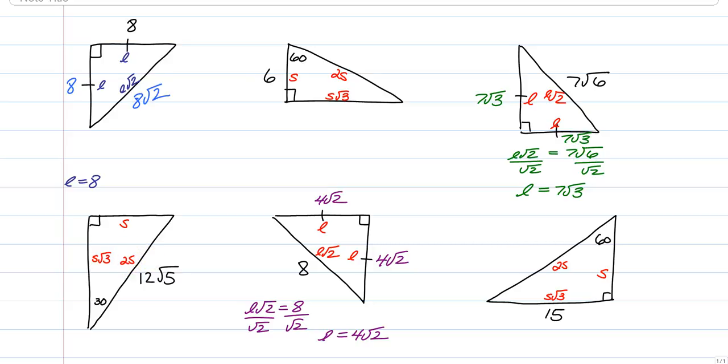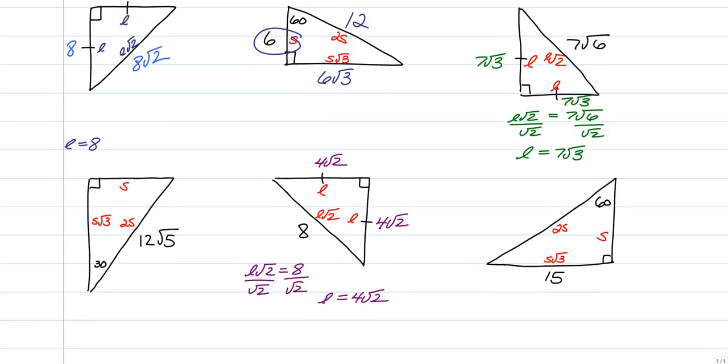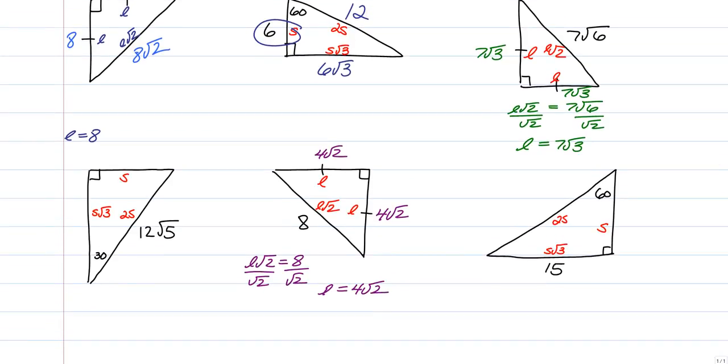So going back to this guy right here, we were given that S is equal to 6. So if S is 6, this is a 6 root 3. This is 2 times S, so that's 2 times 6 is equal to 12. Okay? And for these over here, we were given the 2S is equal to 12 root 5.